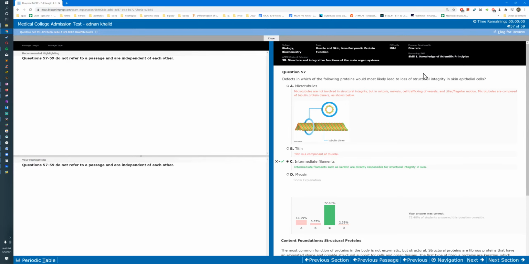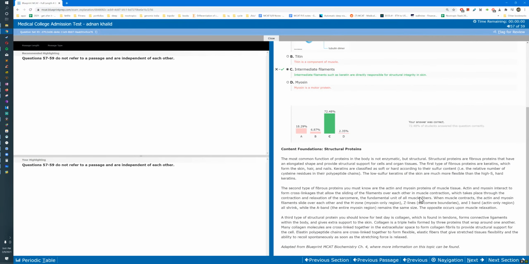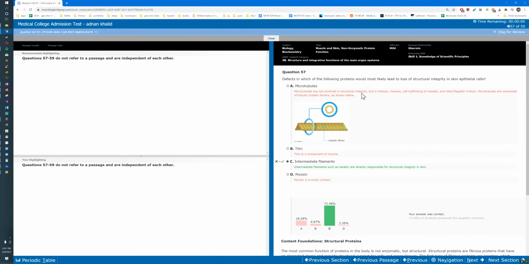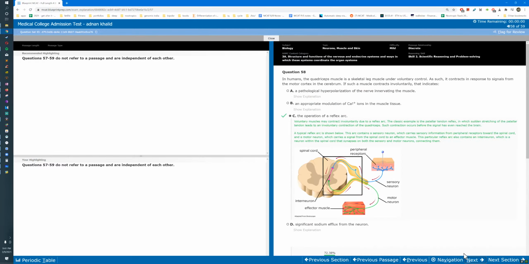Anyway, structural integrity. Why did I choose that? Oh, okay. I know that myosin is made of microtubules. I'm pretty sure. Yeah, myosin, right? Muscles are made of actin and myosin. Anyway, I'm pretty sure I'm right here, because it's like the thick filament. So I just chose intermediate filaments from guessing and process of elimination.